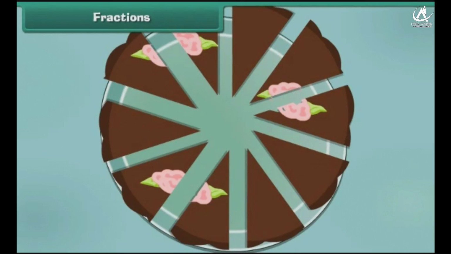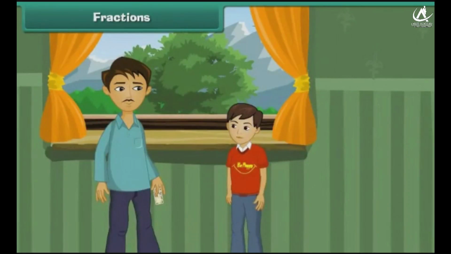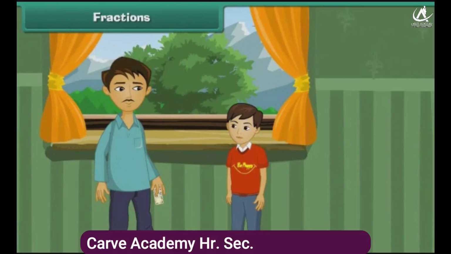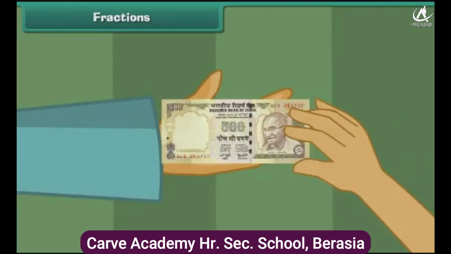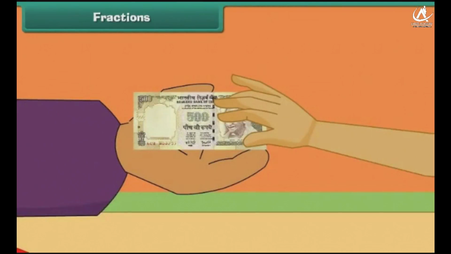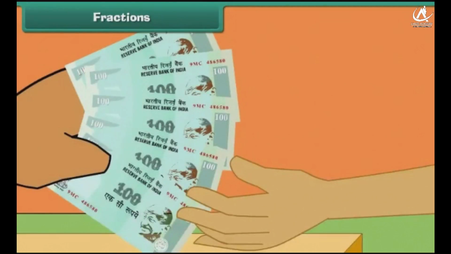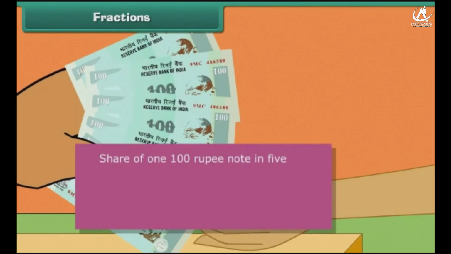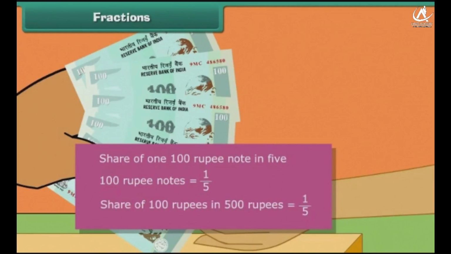Consider another example. Rishabh's father sends him to a nearby shop to get a 500 rupee note exchanged for 100 rupee notes. The shopkeeper accepts the 500 rupee note and gives 100 rupee notes in return. Each 100 rupee note is one out of the five notes. Therefore, 100 rupees constitutes 1/5th of 500 rupees.